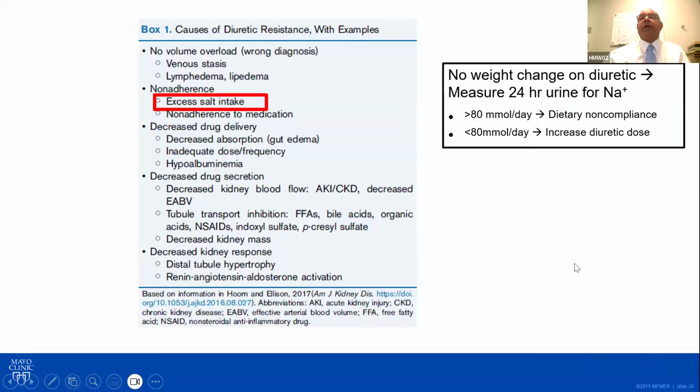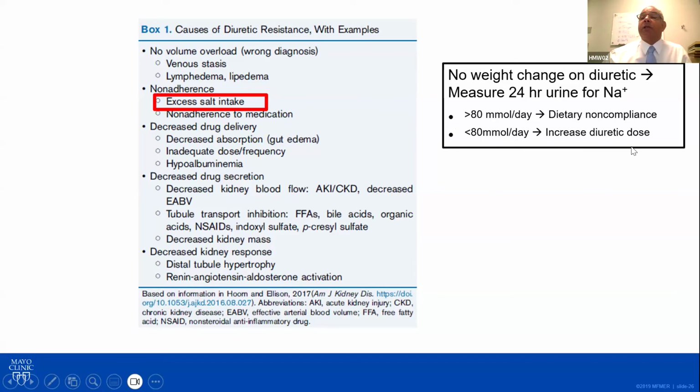So how to address this issue? Somebody has no weight change on diuretics. We have to address this and say, okay, we'll do a 24-hour urine for sodium. And if the sodium excretion in the urine is elevated and there is no response, as we said, above 80 millimole, or above 100 millimole per day, then this person is eating lots of salt. You have to address it with the person and tell him he has to eat less salt. If the urine sodium is below 80 millimole per day, then you're not giving enough diuretic.